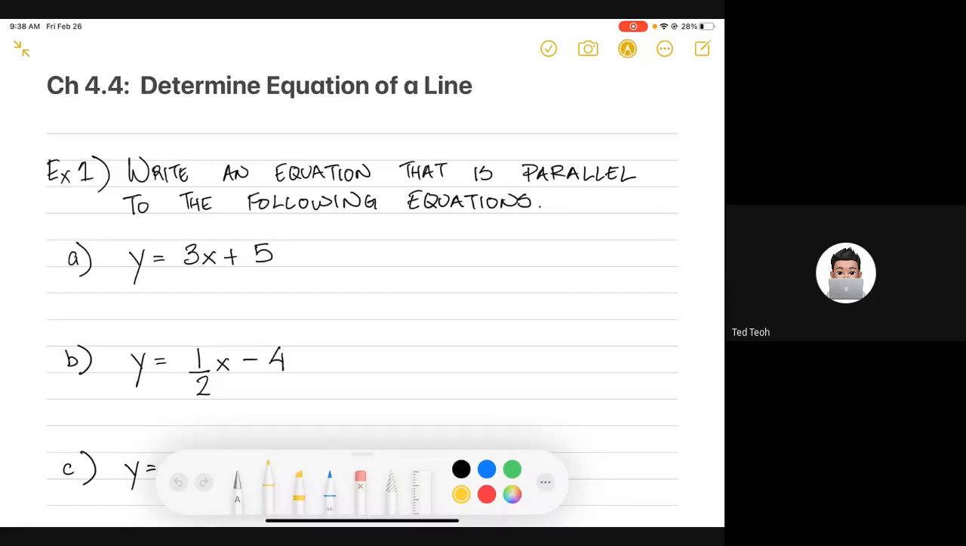Okay, we're going to determine equations of a line and learn about parallel lines. First rule we need to remember about parallel lines is that they have the same slope. Parallel lines have the exact same slope.